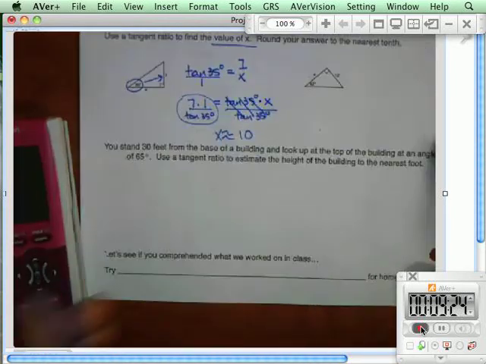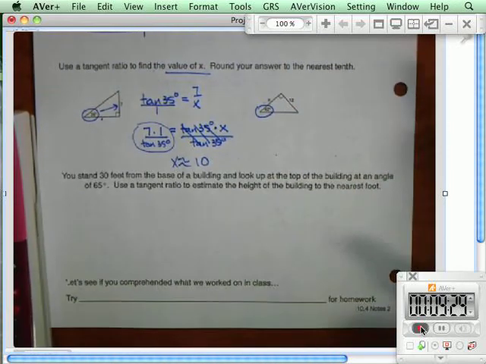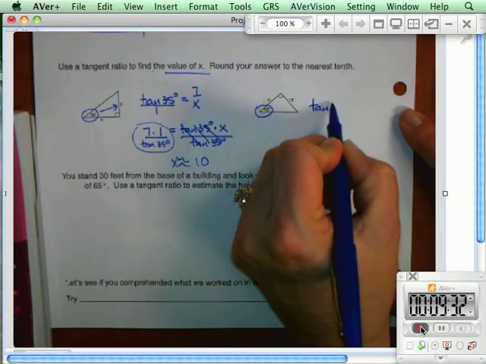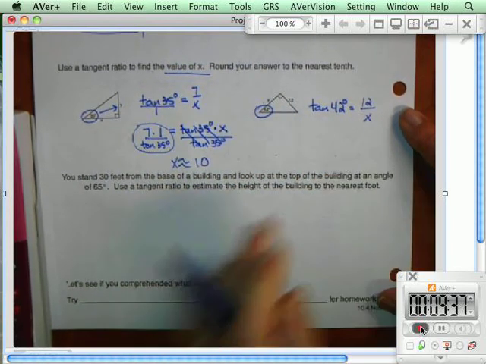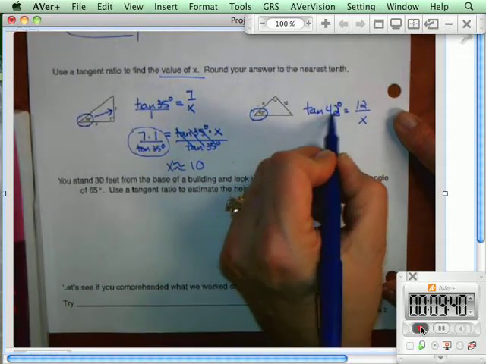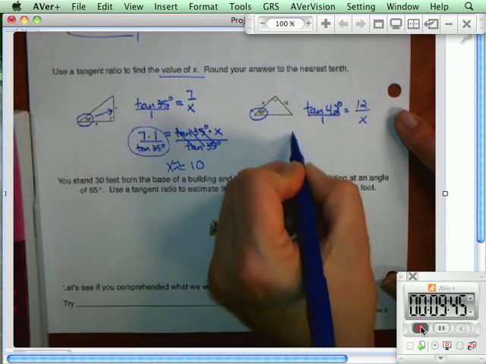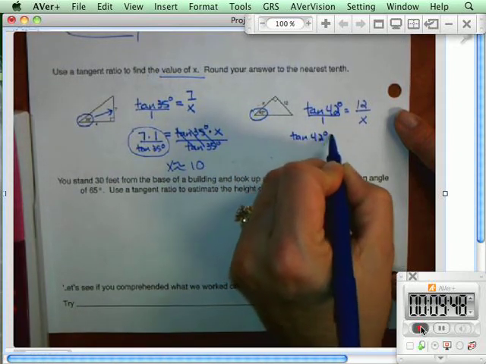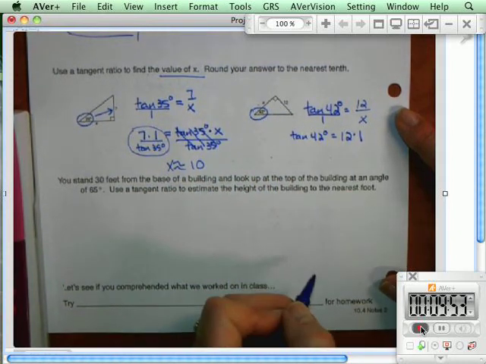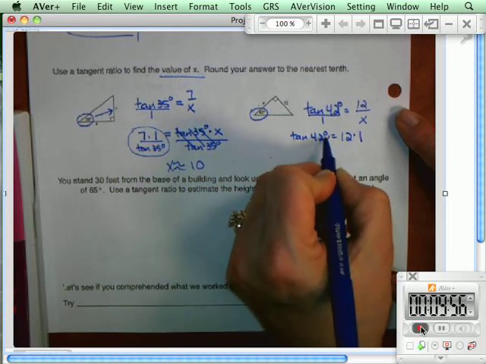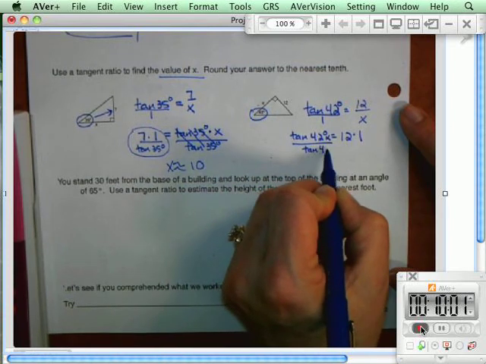Okay, let's do one more. So they're giving me 42. So you're never using the 90 degrees here. Okay? You just write the tangent of 42 degrees equals opposite over adjacent, 12 over x. And you do the same process. Place it over 1, because it's a number. Cross multiply. 12 times 1. Oh, I lost my x. Sorry. That's supposed to be here. Yeah, divide by the tangent of 42 degrees, both sides.